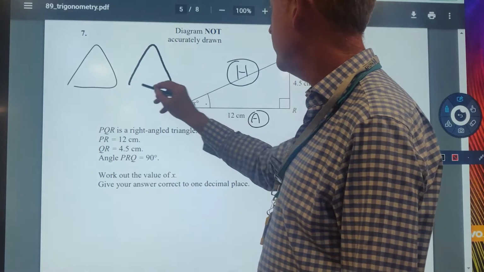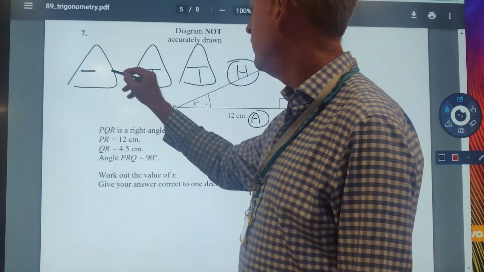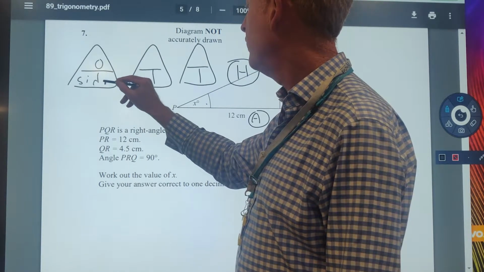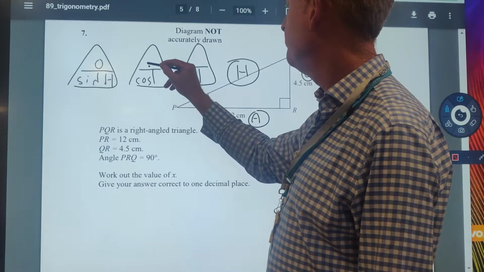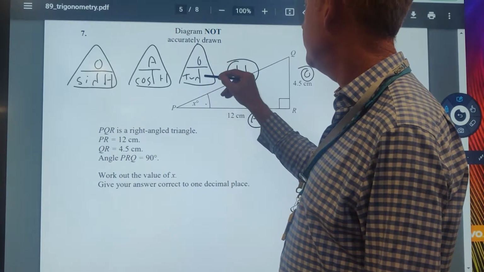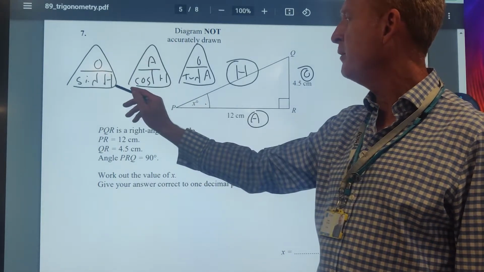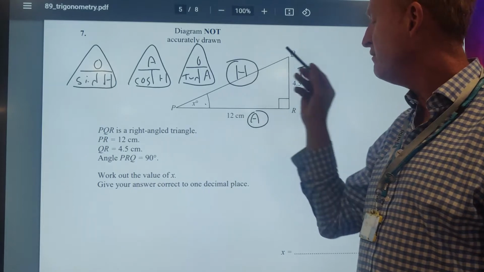I'll do my three triangles over here and we'll fill them in. I've got my sine triangle, I've got my cos, and I've got my tan triangle over here. Okay, so sine is opposite over hypotenuse, cos is adjacent over hypotenuse, and tan is opposite over adjacent.